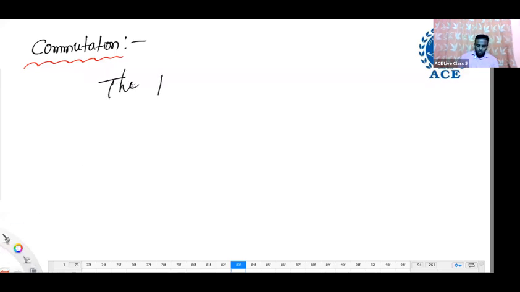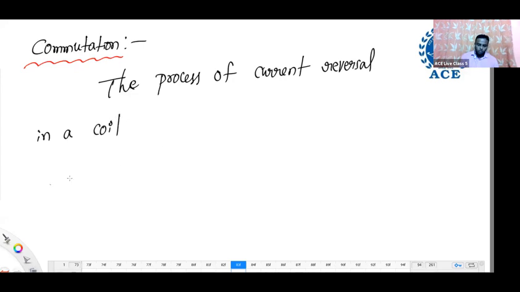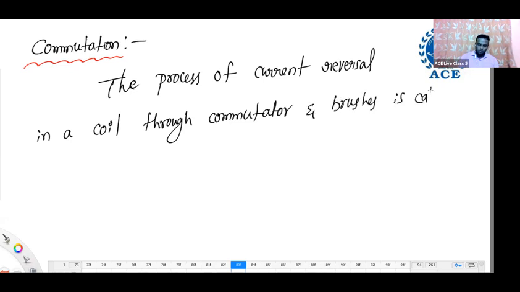The process of current reversal in a coil through commutator and brushes is called commutation.